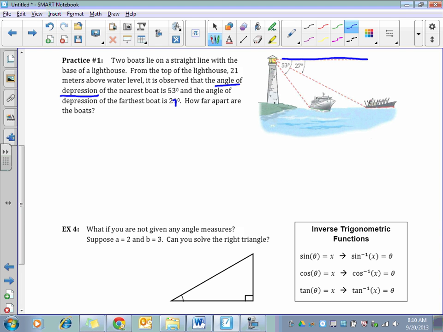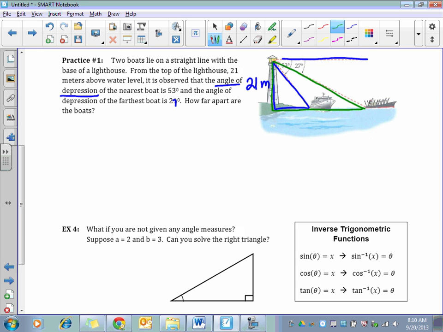Now, I do want to label everything first. So we set the distance to the top of the lighthouse is 21 meters, so I'm going to label that. And if you can tell, we actually have two right triangles here. One is blue, and the other one I'll draw out in green.